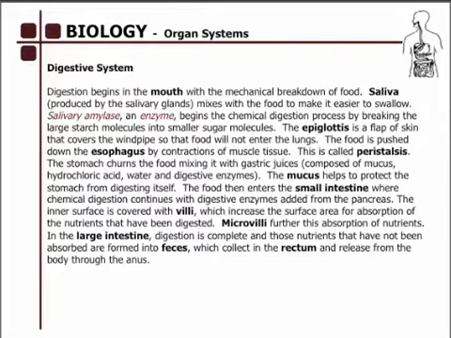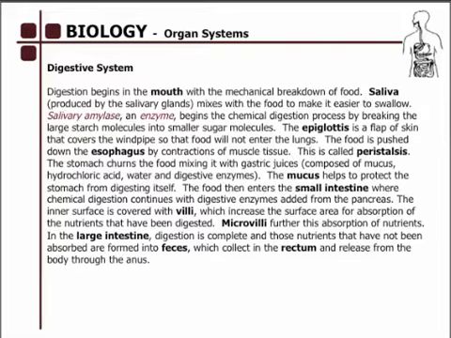The inner surface is covered with villi, which increase the surface area for absorption of nutrients from what has been digested. Microvilli further absorb the nutrients in the large intestine. Digestion is complete when the nutrients that have not been absorbed form into feces, which collect in the rectum for release from the body through the anus.